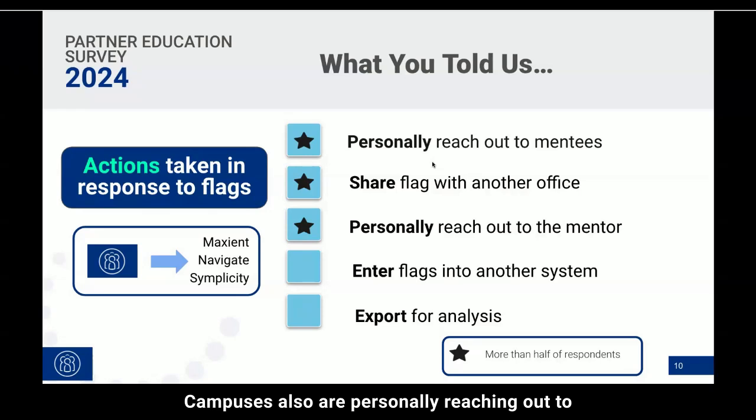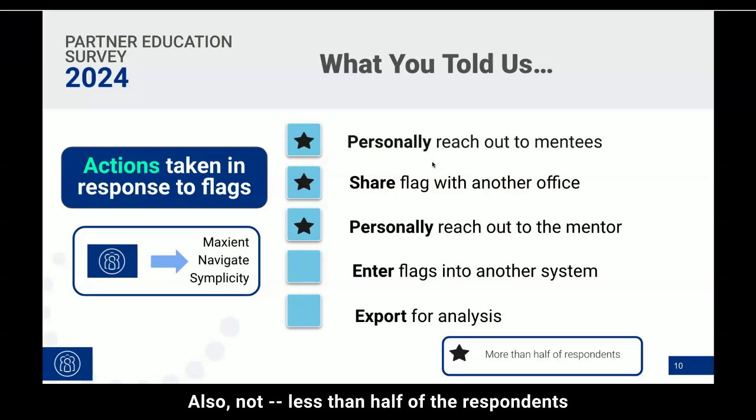Campuses also are personally reaching out to the mentors, supporting the mentors and how they can support the mentees. We all know students are going to listen to peers before anyone else. And if we can use them as a conduit to get them the resources, get them the help they need, or get them the little nudge to use those offices, that can be really effective.